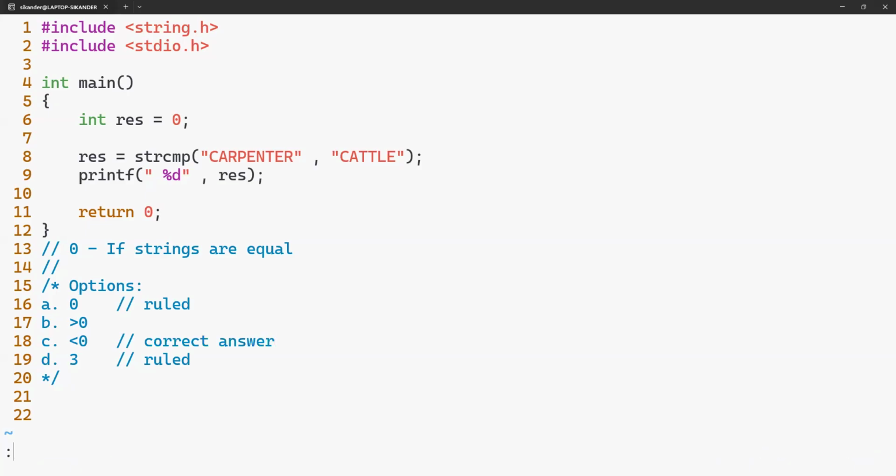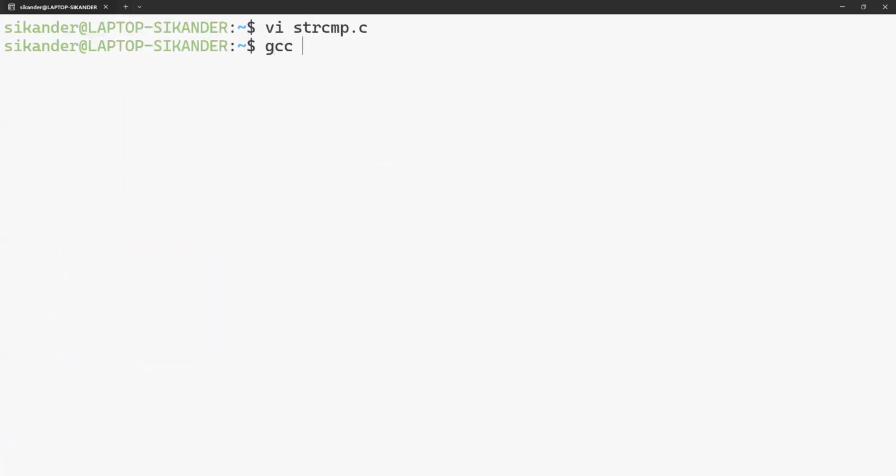Now let's try to compile and verify this. Let me compile this file, and then let me run this. I got -1, but we did not have -1 as an option. We basically had less than 0.